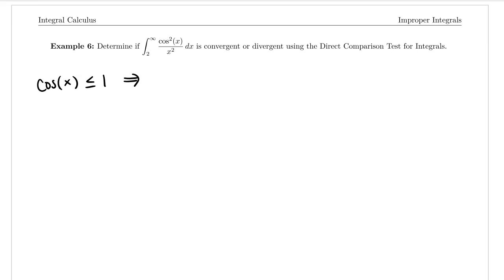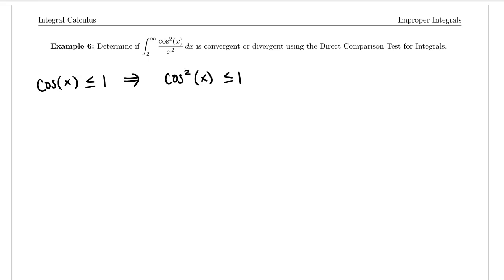Now, if I square a number that is less than or equal to 1, then that number squared also has to be less than or equal to 1, assuming that the number is greater than or equal to -1, which in this case cosine is. So we have this implication here.